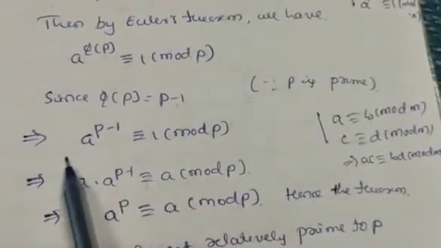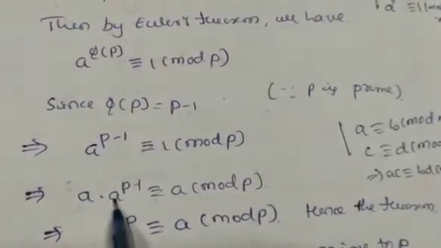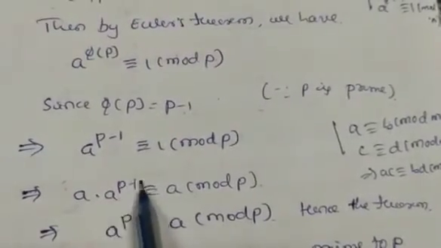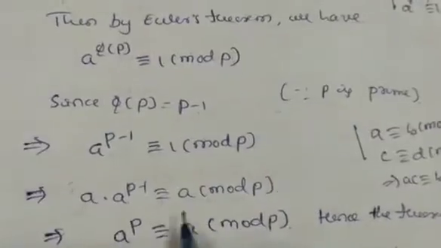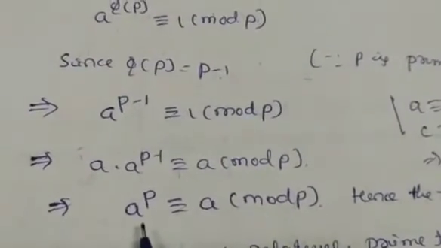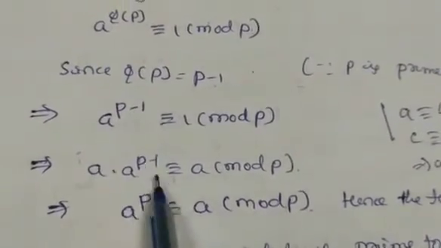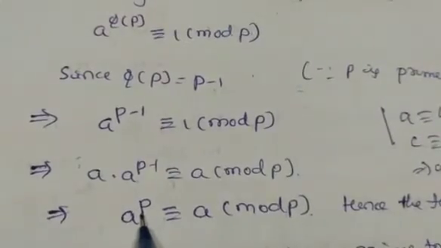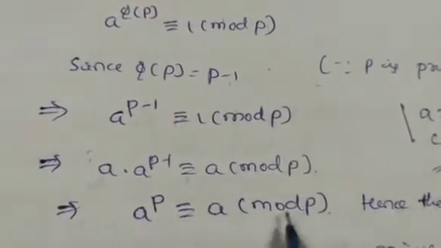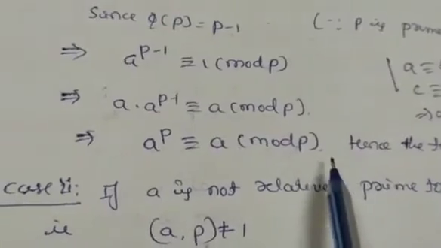So here a times a to the power of p minus 1 is congruent to a mod p. We can add their powers: a to the power of p minus 1 plus 1, that is a to the power of p, is congruent to a mod p. So this is the proof.